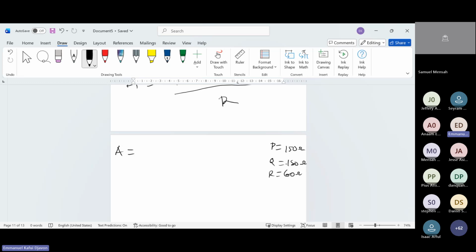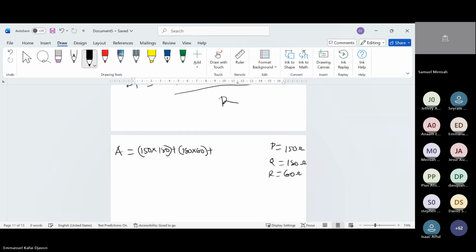So now, let's do the calculation. 150, remember, we are saying PQ, right? So 150 times 180, plus 27. We can put them in brackets. The next one will be what? QR, right? 180 times 60.